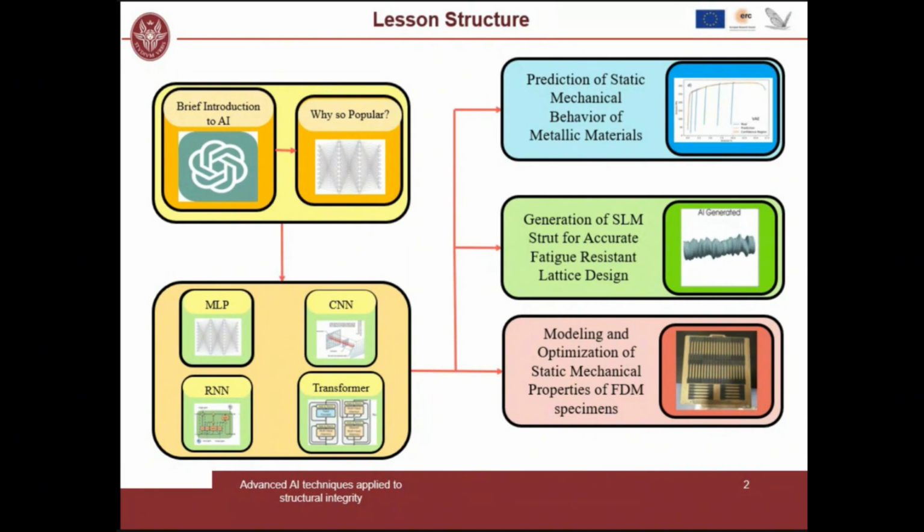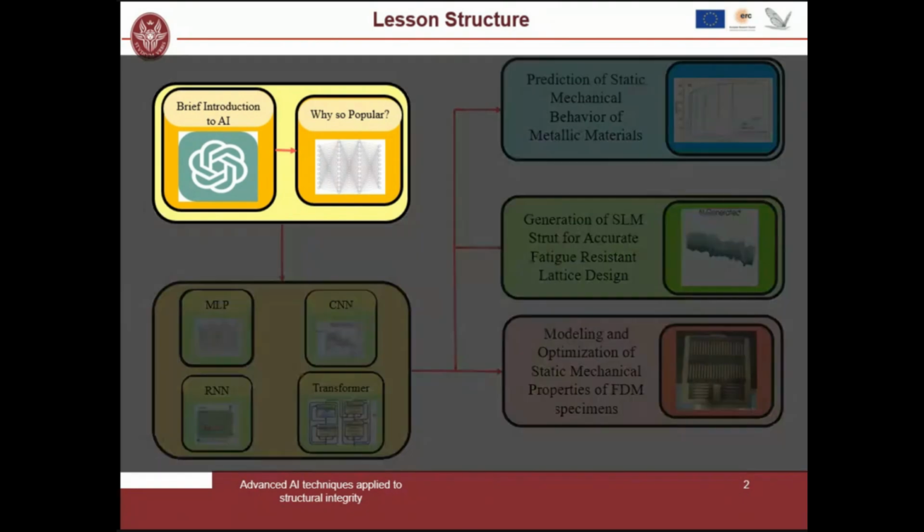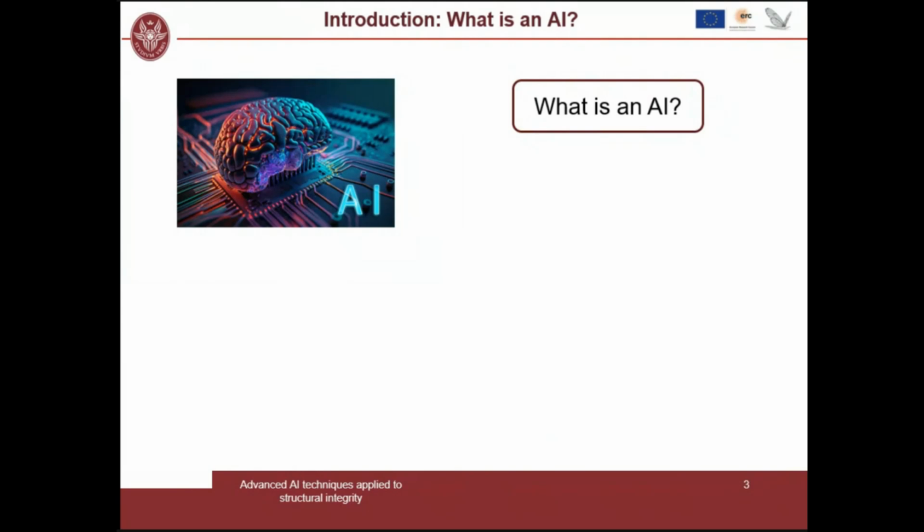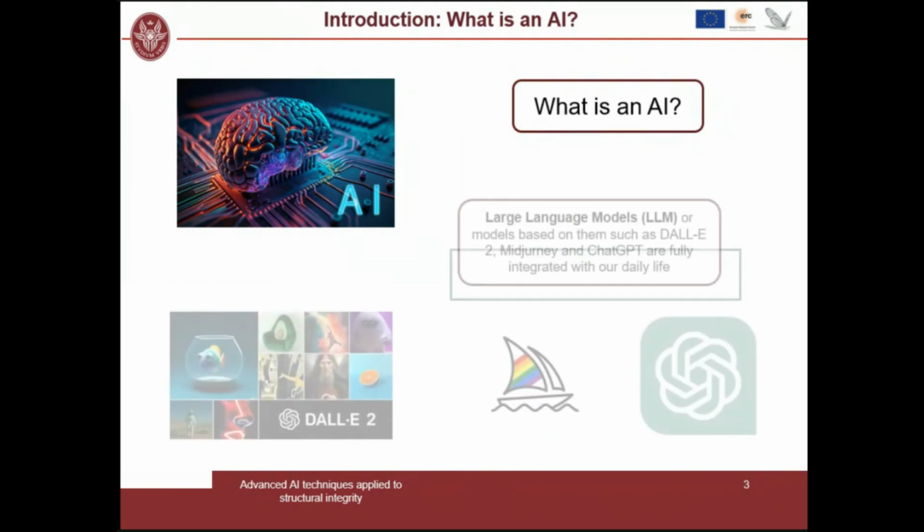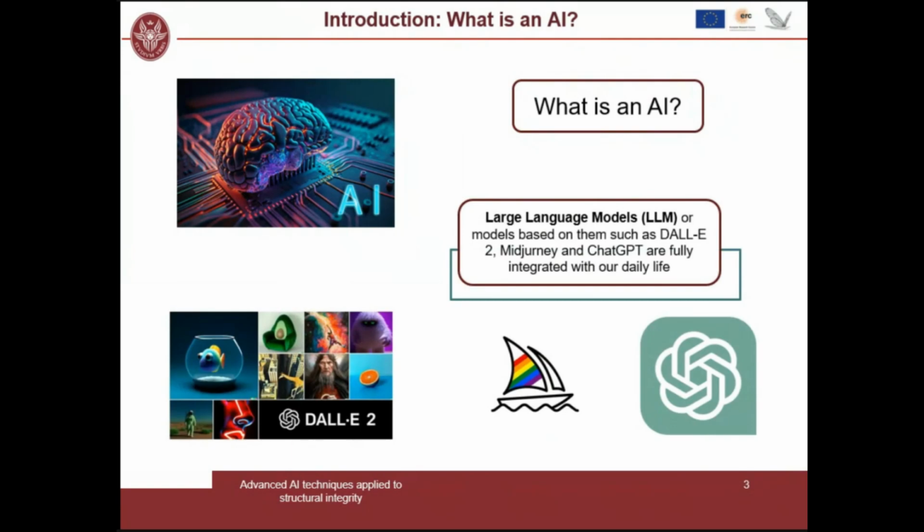And after a brief introduction of these neural networks, I'll give you 3 examples that we have developed in the ERC project: the prediction of static mechanical behavior of metallic materials, the generation of selective laser melting struts for accurate fatigue-resistant lattice design, and some modeling and optimization of static mechanical properties of fused deposition modeling manufactured specimens. So about the first part, I think now you know what an AI is after 2 hours of presentation, so I'll just skip this section.